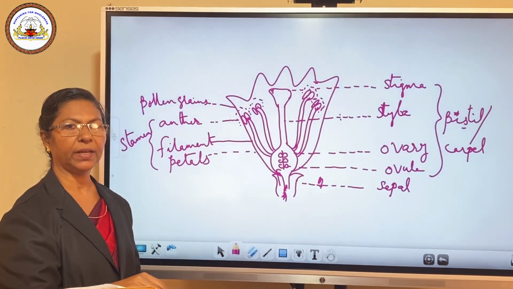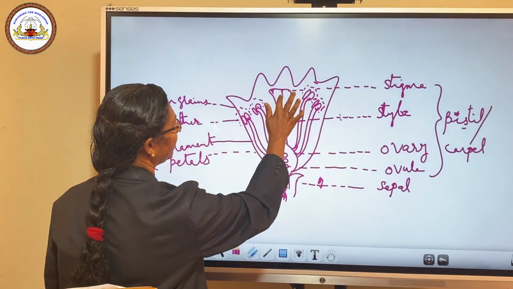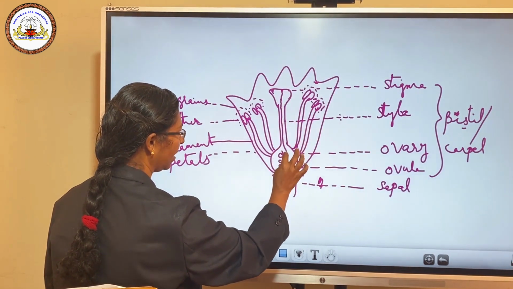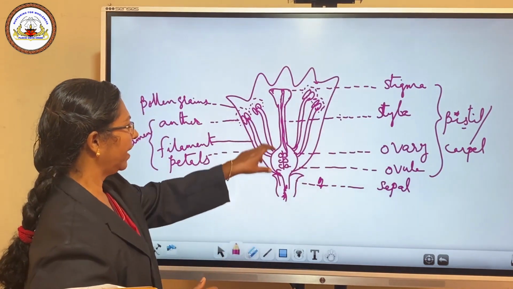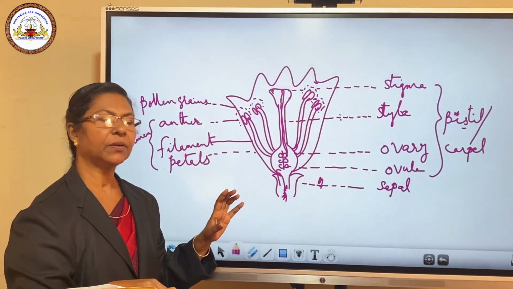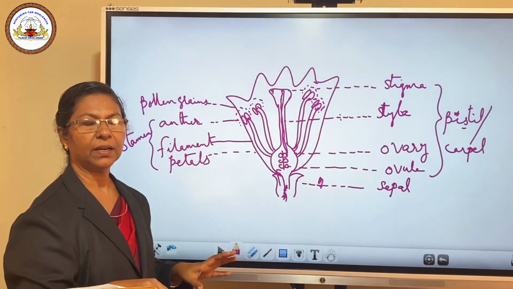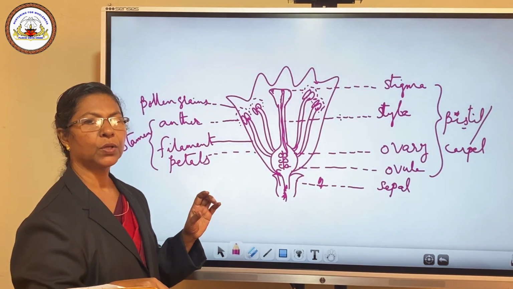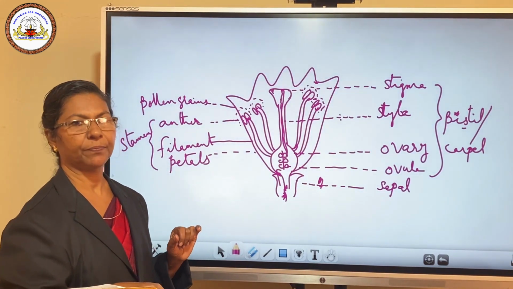Now, the pollen grains from the stamen fall on the stigma of the flower. After the pollen grains fall on the stigma, a tube-like structure develops on the pollen and passes through the style, reaching the ovary. The pollen fuses with the female gamete, that is the egg, and fertilization occurs. After fertilization, the ovule develops into a seed. The process of fusion of male and female gametes is known as fertilization.